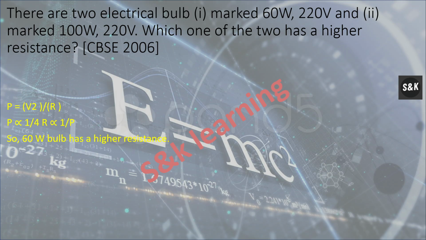There are two electrical bulbs, one marked 60 watt and 220 volt, and the second marked 100 watt and 220 volt. Which one of them has a higher resistance? So the 60 watt bulb will have higher resistance because power equals V square upon resistance. So putting the values, we get P is inversely proportional to R.